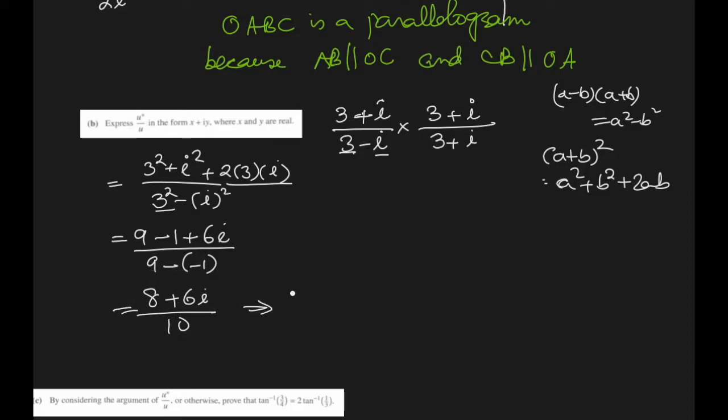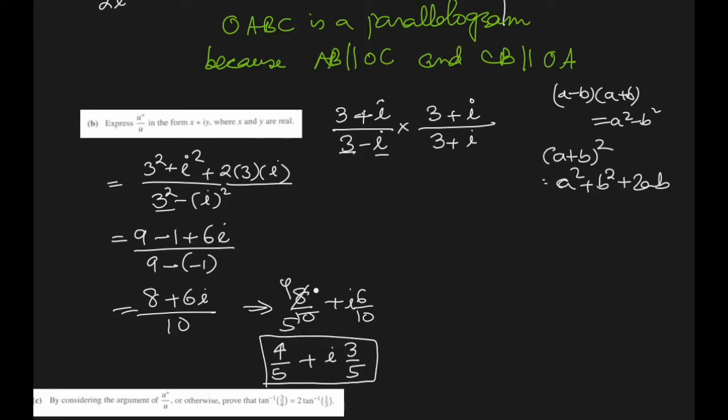So finally we can write this as 8 over 10, because they want x and y to be real, so we have to separate them, plus 6 over 10. Let's write i here. So 8 over 10 can be written as 4/5. So 4 over 5 plus i 3 over 5. This is the x plus iy format. Okay. What about the next one?